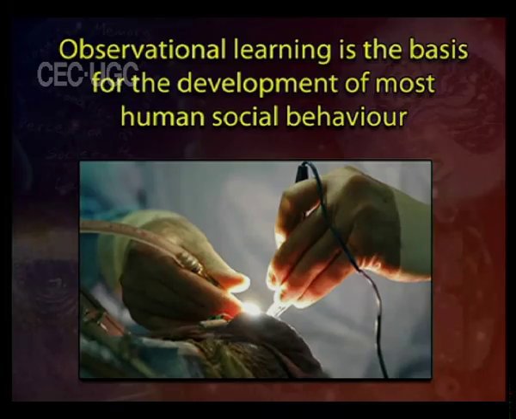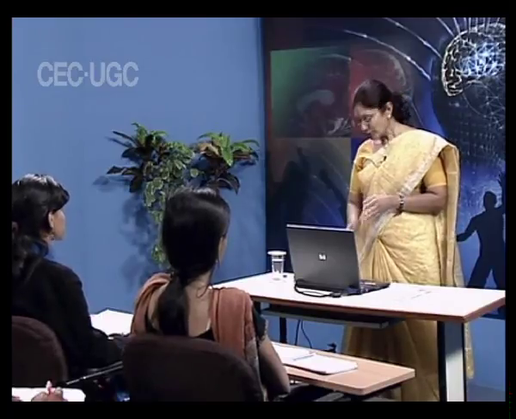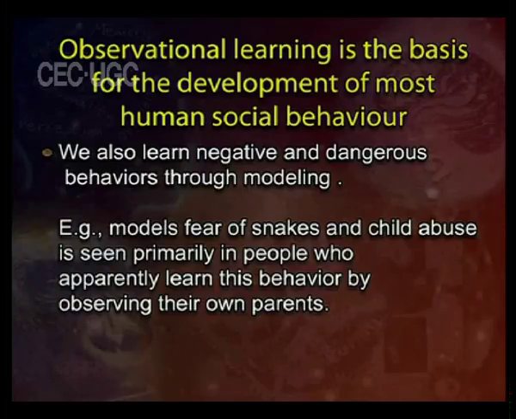So observational learning is the basis for the development of more social behavior. The way I learned to be a pilot, I know I get instructions, but many of the things that I'm learning to do are a result of imitation and observation. So when the surgeon is operating on the patient, he has learned these techniques through observation. So you find that we also learn negative and dangerous behaviors through modeling. For example, we look at our parents, and if they are frightened of snakes, we have a greater tendency to acquire that kind of behavior.